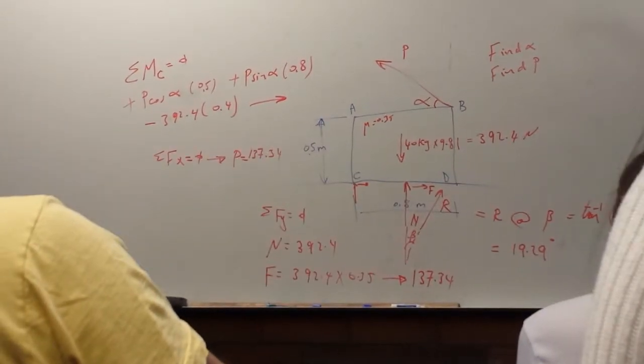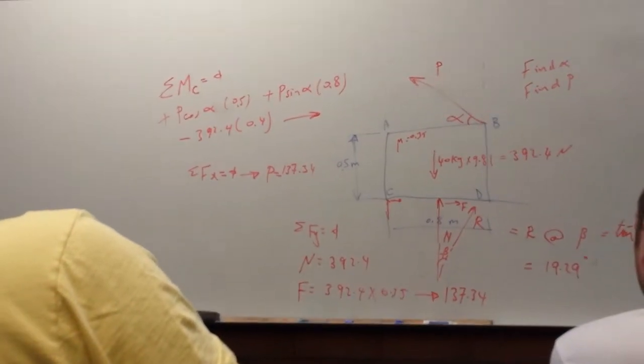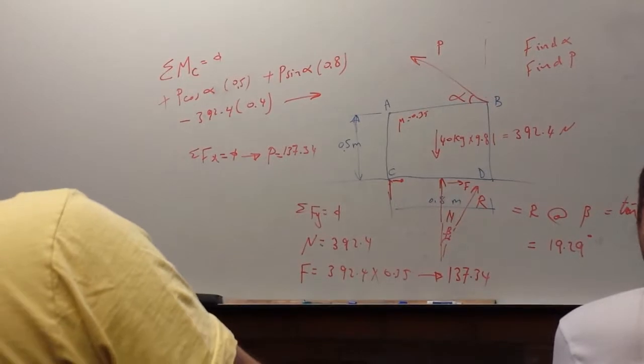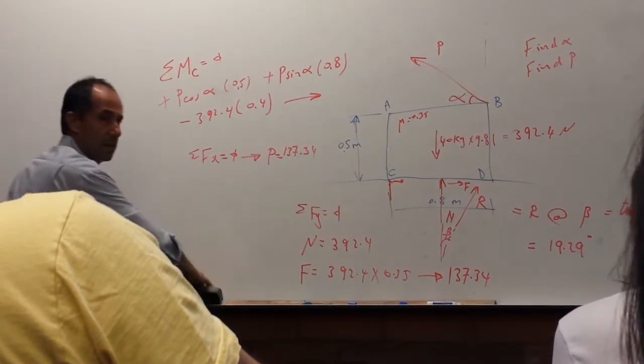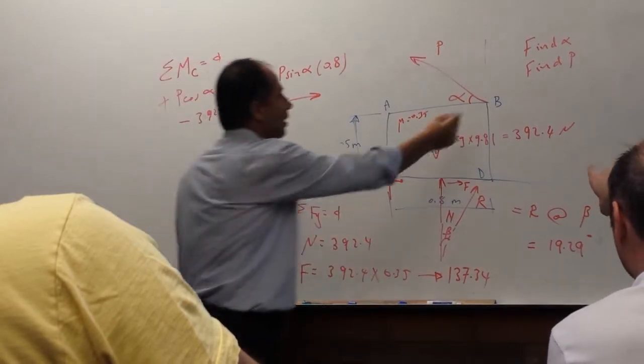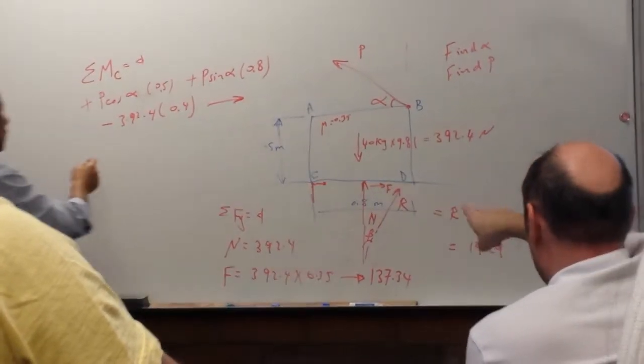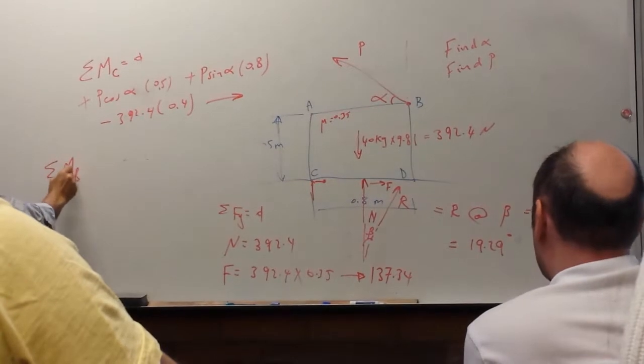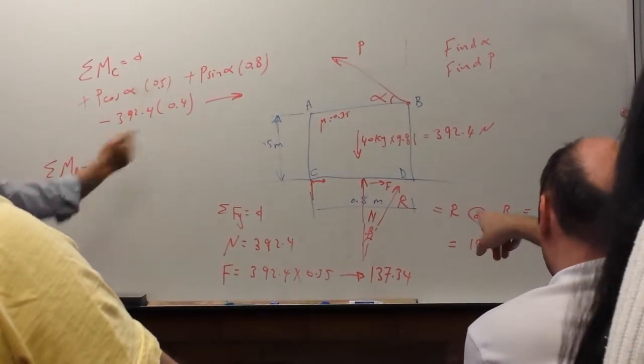One equation with two unknowns, P and R. That's why I did the moment at B. Because that way P doesn't act on it, and I solved the sum of the moment at B equals 0.